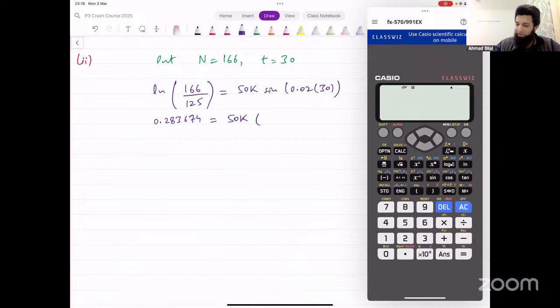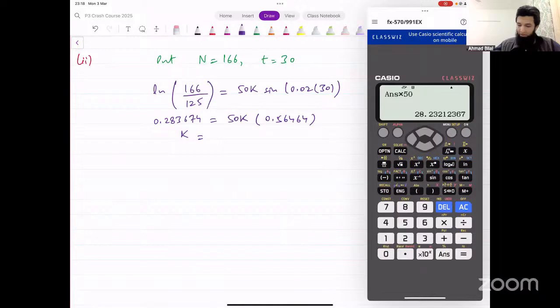Okay, now what is sine of this? Make sure your calculator is in radian mode. Sine of 0.02 times 30. On the right side, I have 0.56464. Okay, now what's the value of k that we get from this? This times 50.